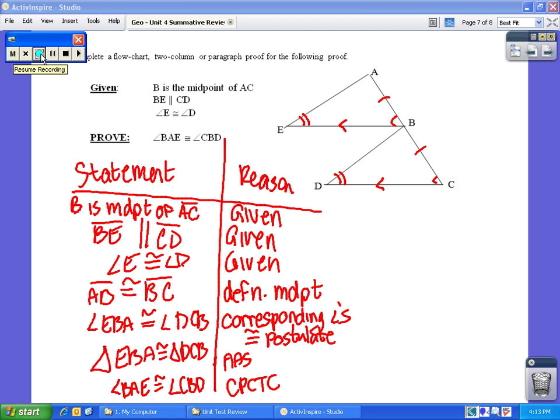Take a look at my two-column proof if that's what you chose to do. Remember, on tomorrow's test, I may ask you to specifically use one type of proof or another. So be comfortable with both flowchart and two-column proofs.